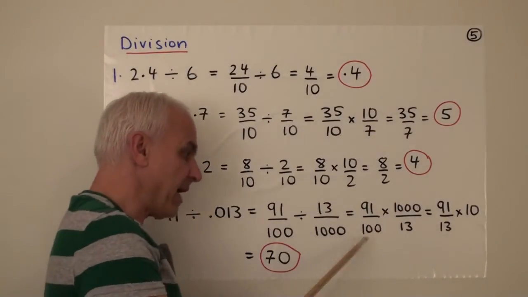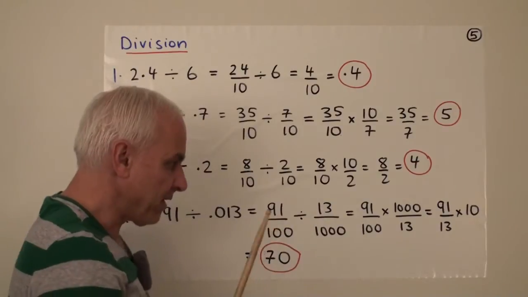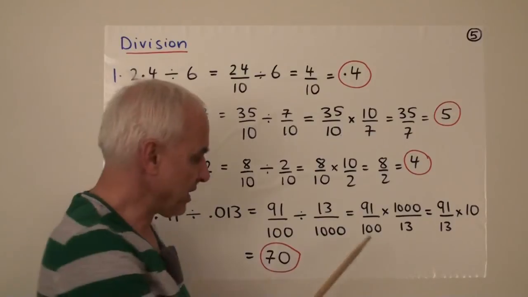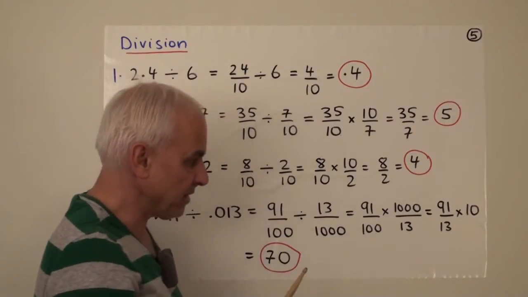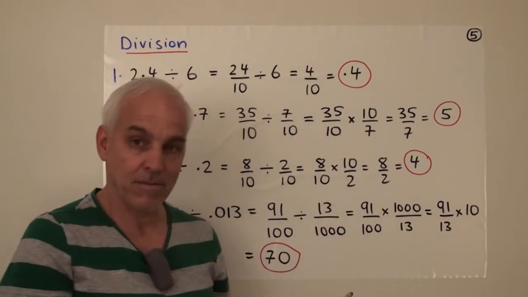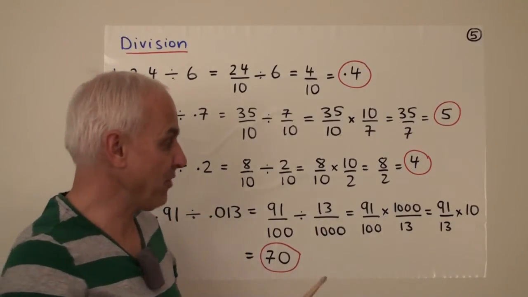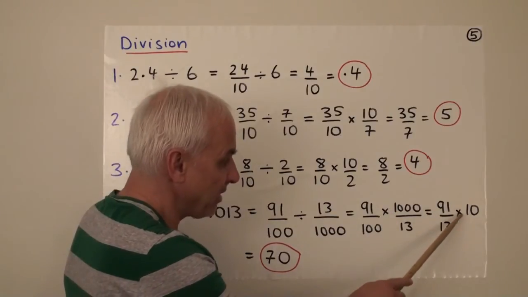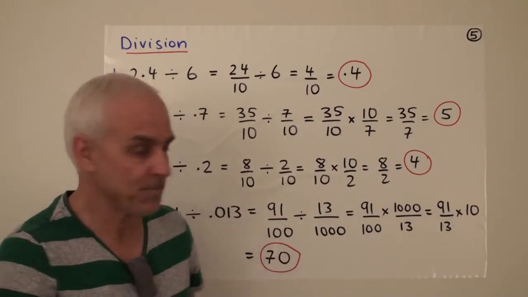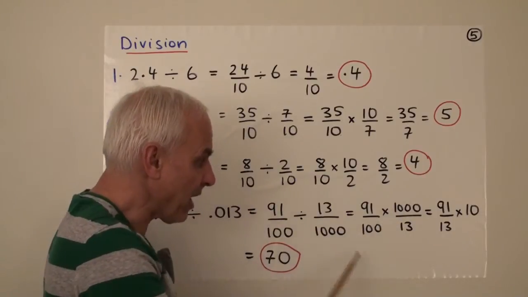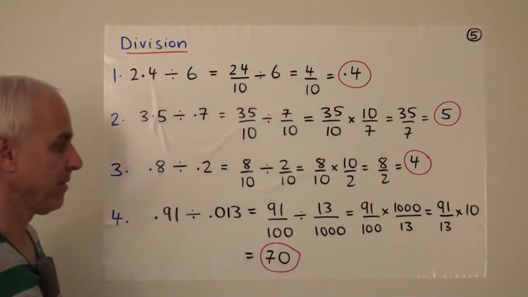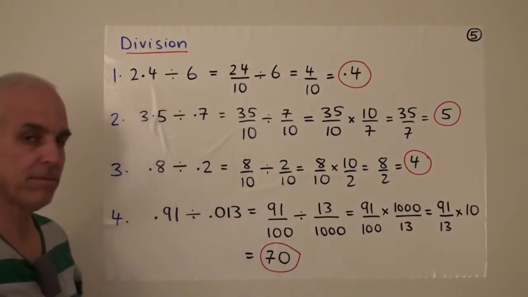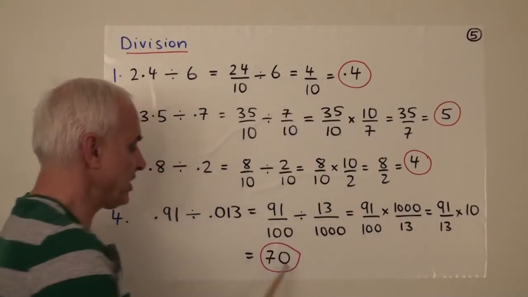And now again we can cancel some common factors, but we have to be a little bit careful. This number is not the same as that number. There's 100 down here and 1,000 up there. We can divide both by 100, cancel 100 from both of those, leaving us with 91 over 13 times a single 10 on the top. 1,000 divided by 100 is 10. And 91 over 13 happens to be 7. So we get 7 times 10, which is 70.